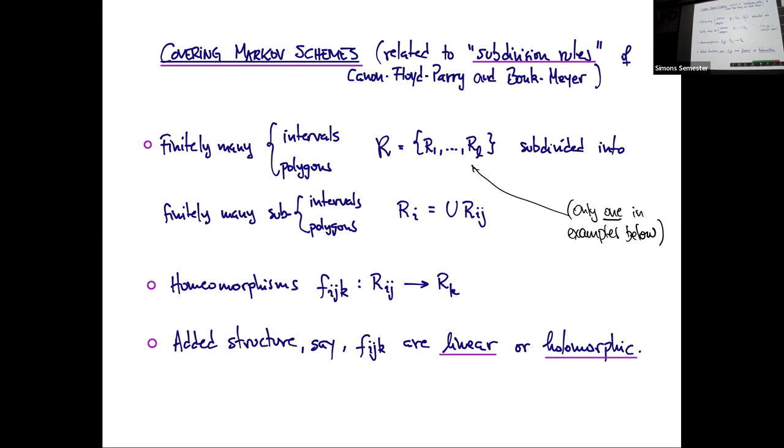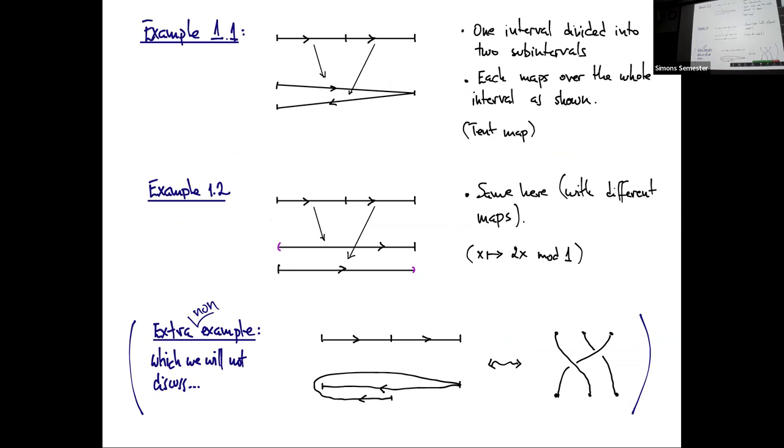These intervals, polygons or rectangles are subdivided into finitely many subintervals or sub-rectangles. Then there will also be homeomorphisms from each one of the subpieces, the Rij, over some other piece. These are homeomorphisms that map pieces of each one of the rectangles homeomorphically onto a bigger piece, a piece of the zeroth and first level or something. So the smaller pieces map over the zero level pieces. Then there may be some added structure, like these maps being linear, or holomorphic, or whatever. Okay, so here are examples, and there'll be four running examples for the talk.